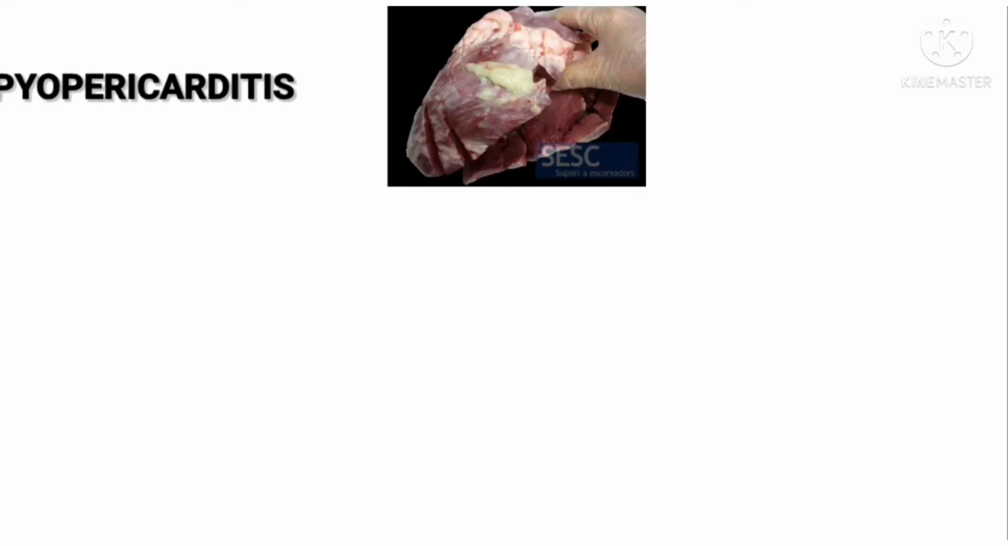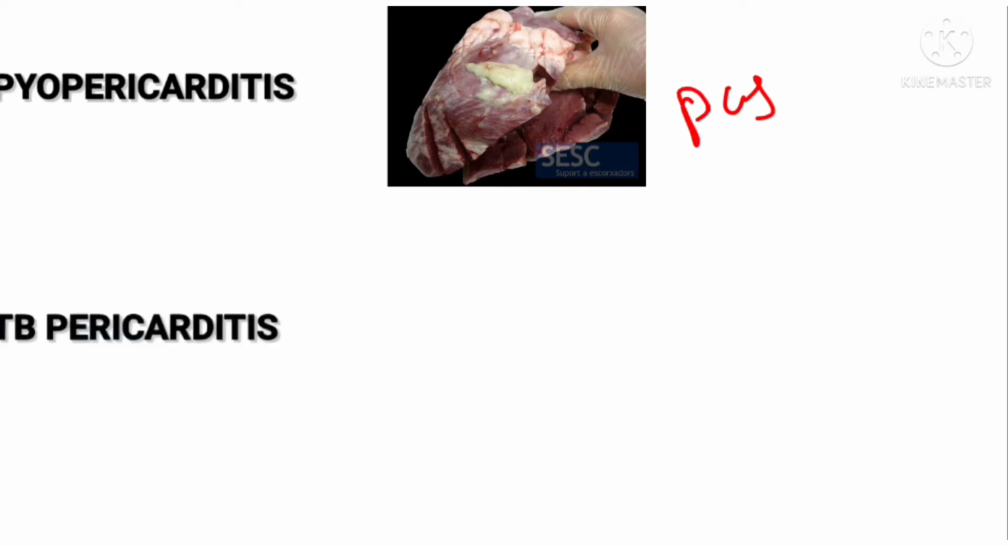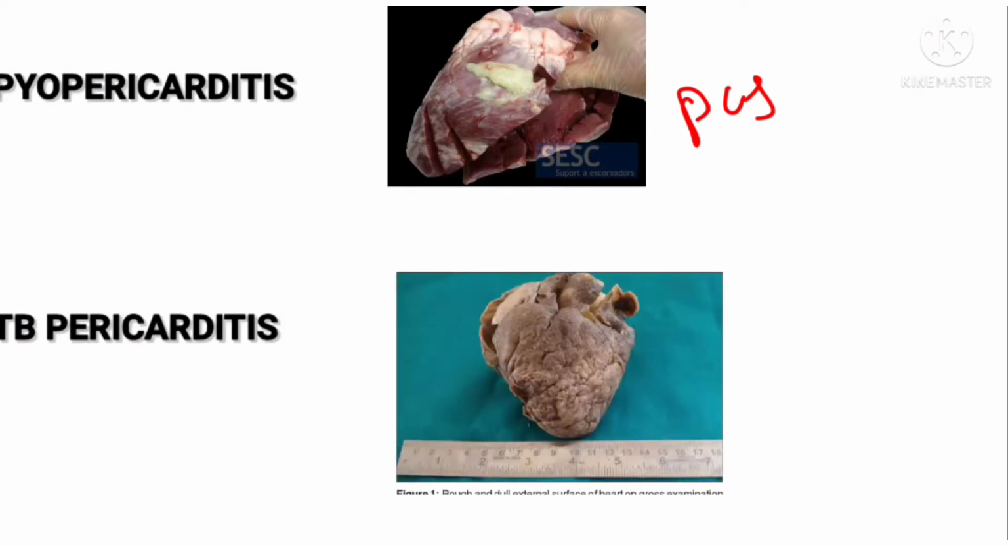Let's see various causes of constrictive pericarditis. According to the cause, this constrictive pericarditis is divided into two parts. First is pyopericarditis. This is called pyopericarditis because here the reason behind this thick pericardium is pus. And second is tubercular pericarditis. This is called tubercular pericarditis because here the reason is tuberculosis.